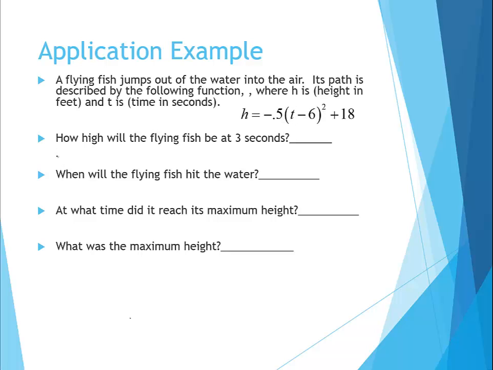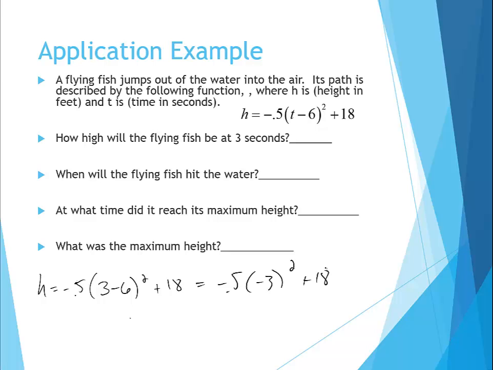So we'll get h equals negative 0.5 parentheses. So instead of t, put 3 minus 6 squared plus 18. Okay, and then we're going to go ahead and get, PEMDAS, parentheses first. So 3 minus 6 is negative 3. So that'll be negative 0.5 times negative 3 squared plus 18.